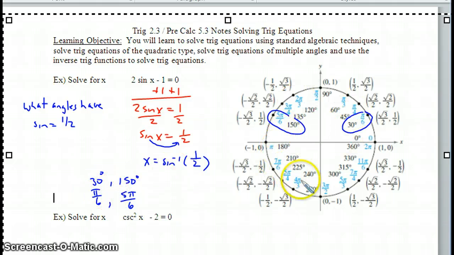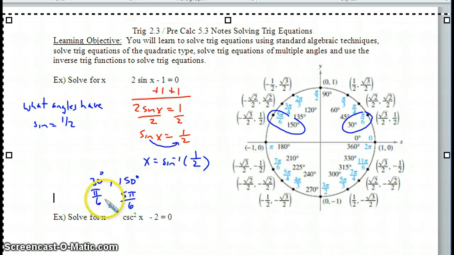If I keep going around, if this is 360, I go back to here. Wouldn't 390 degrees, if I add 360 plus 30, give me a sine of 1/2? And keep going here and add 150 to 360, so 510 degrees should also give me a sine of 1/2, and I can keep going and keep going and keep going. So I can't possibly list out every single answer.